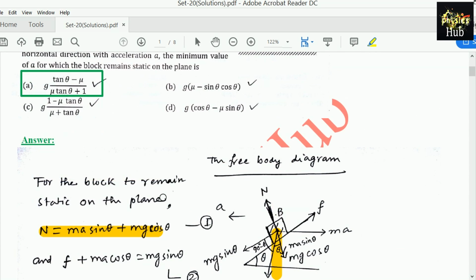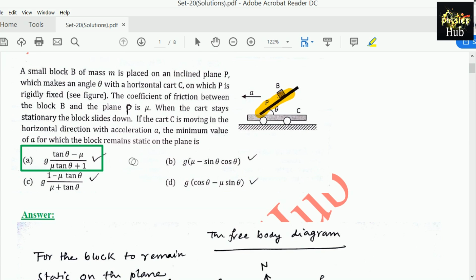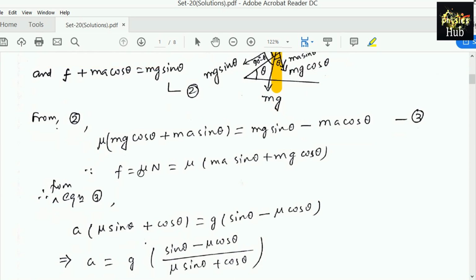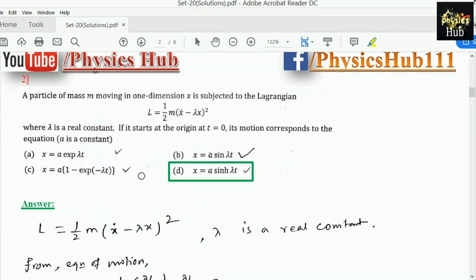And if you observe, it is matching with option 1. So option 1 is the correct option. Now coming to question number 2: a particle of mass m moving in one dimension x is subjected to the Lagrangian L equals half m into (x dot minus lambda x) whole square, where lambda is a real constant. If it starts at the origin at t equals 0, its motion corresponds to the equation.